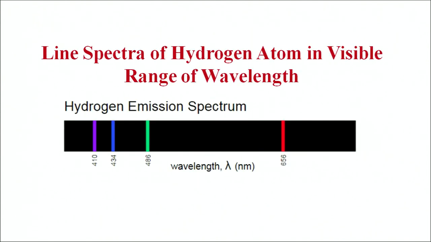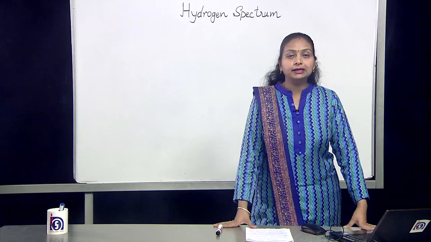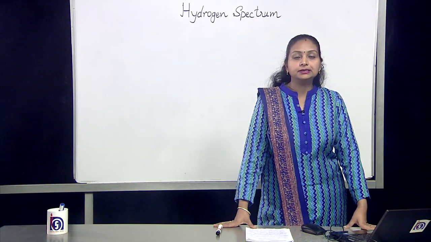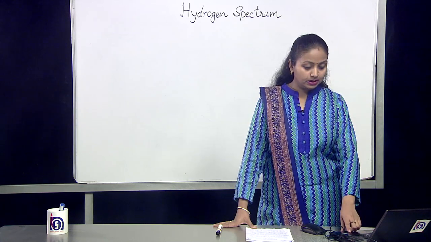This figure represents the line spectra of hydrogen atom in the visible region. In this, we can see four distinct lines in the dark background. The red line corresponds to 656 nanometer wavelength, whereas blue and violet correspond to the order of 400 nanometer. So, in this we see bright lines in the dark background and hence it is a representation of emission spectra.